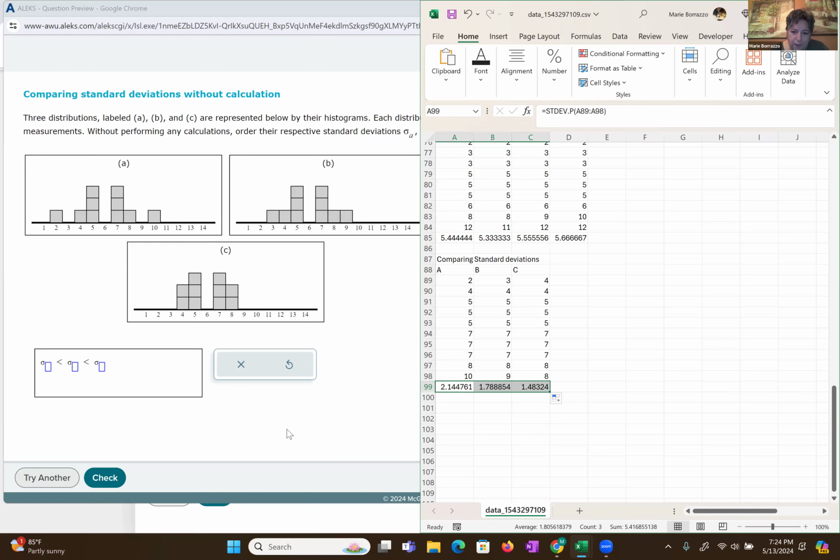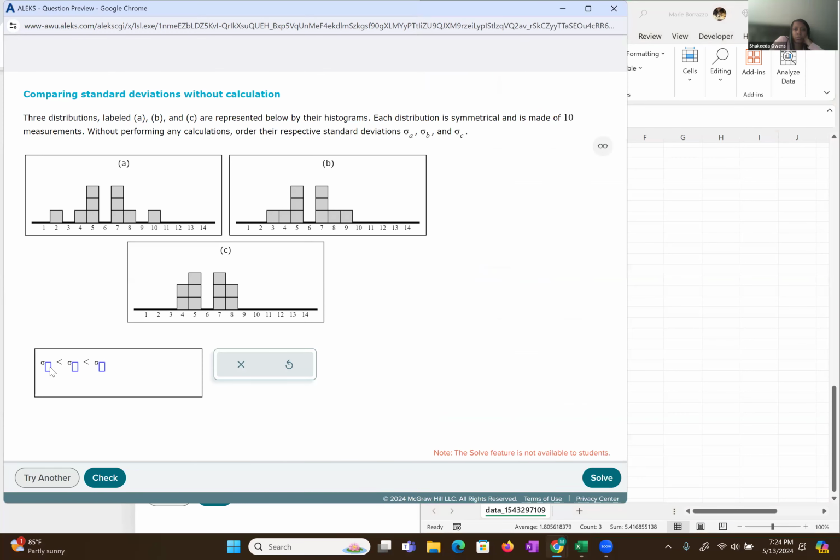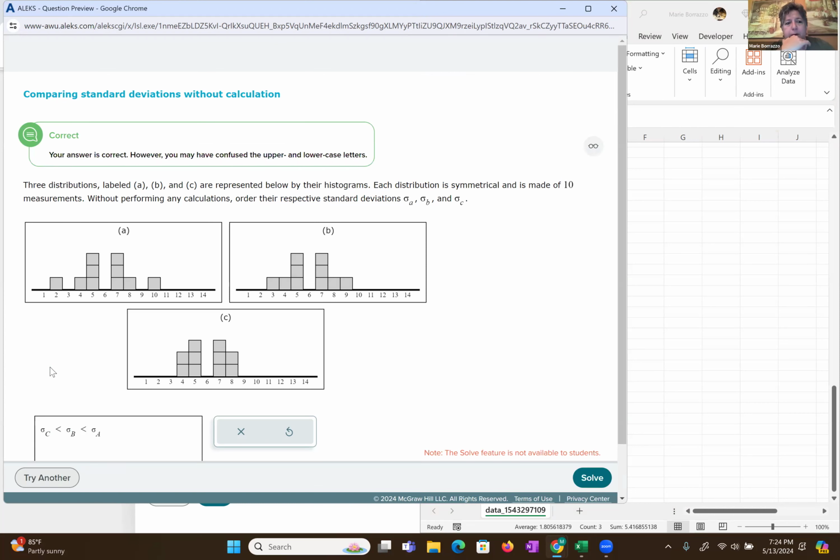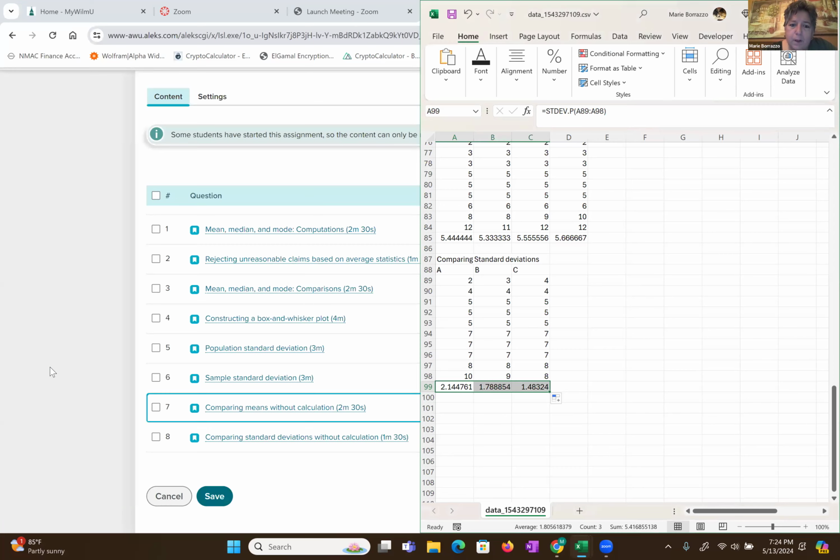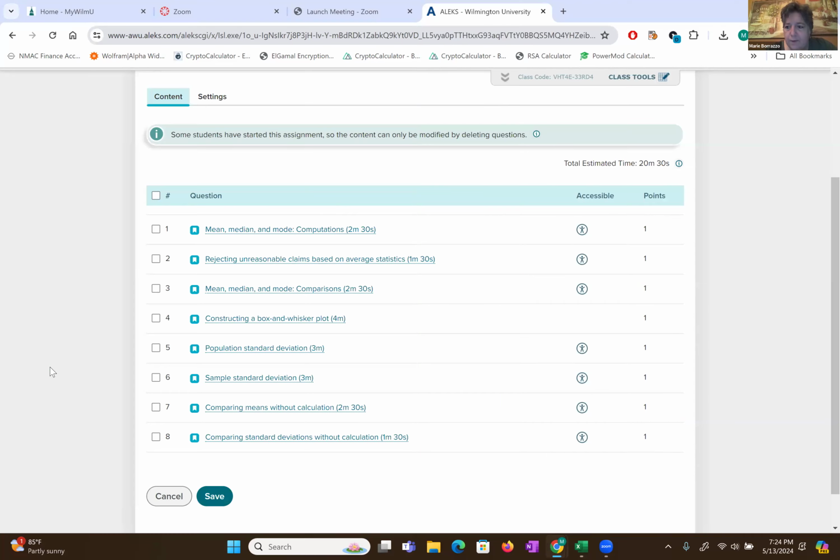So for this one, who's my smallest? C. And who's the next smallest? B. And the next one would be A. And there you go. They want lowercase letters, big deal. So that is the homework for week 2.